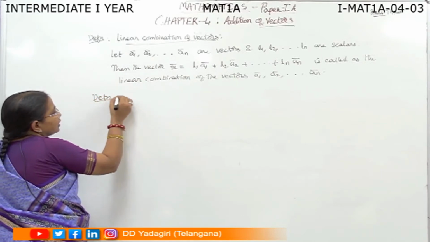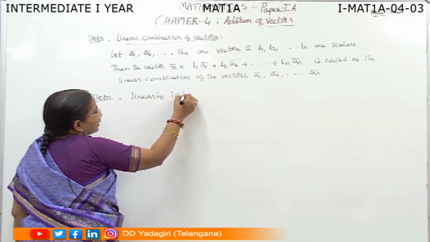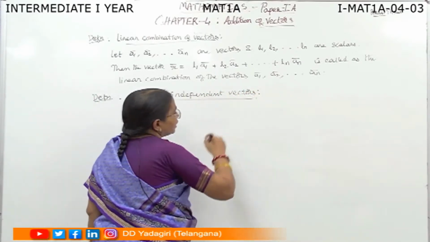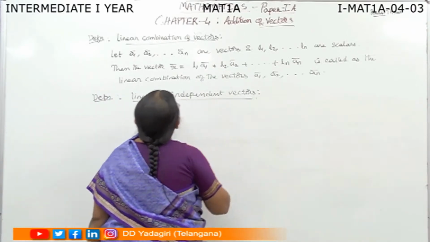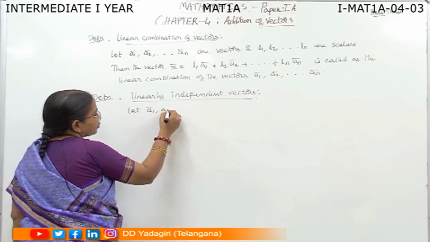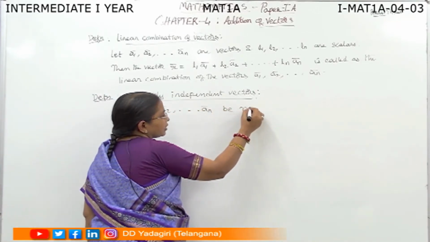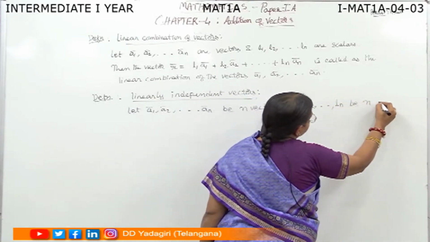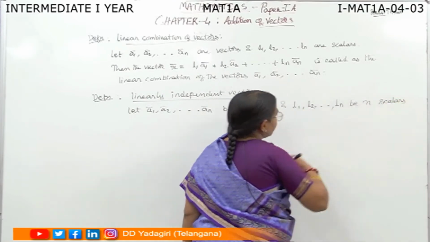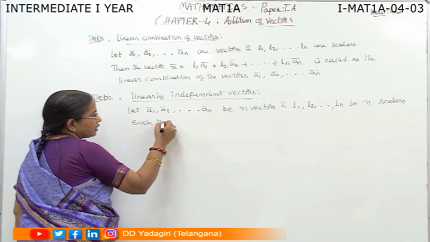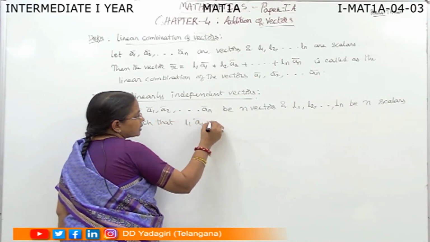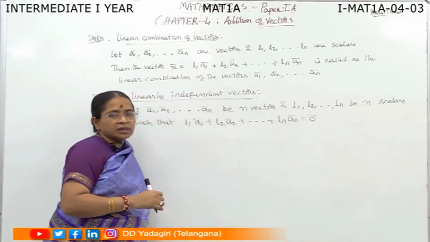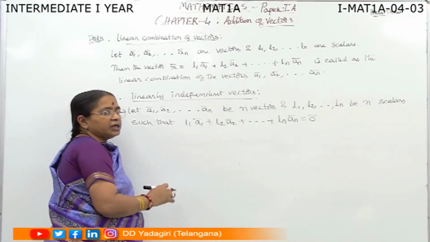The next definition is linearly independent vectors. So what are these linearly independent vectors? Here also you take n scalars and vectors. Let A1, A2, and so on, An be n vectors, and L1, L2, and so on, Ln be n scalars. Suppose that L1 A1 plus L2 A2 plus so on plus Ln An is equal to 0. Suppose that the sum of all these linear combinations is equal to 0.